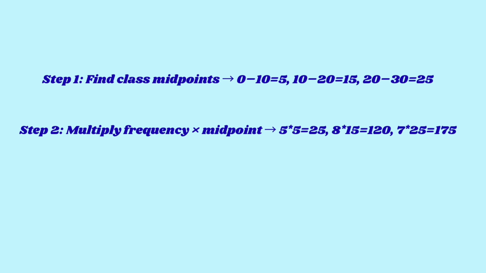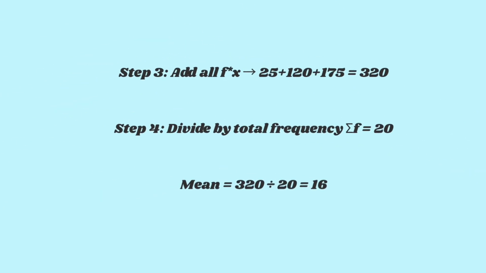Now step 2 is multiply the frequency by the midpoint. So 5 multiplied by 5 is 25. 8 multiplied by 15 is 120. 7 multiplied by 25 is 175. Now what is step 3? Add all these products: 25 plus 120 plus 175. The total gives us 320. Now step 4 is divide by the total frequency. So our mean will be 320 divided by 20. So our mean is 16.